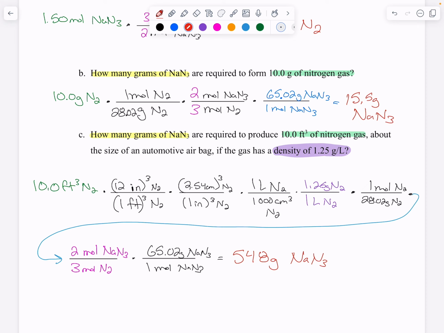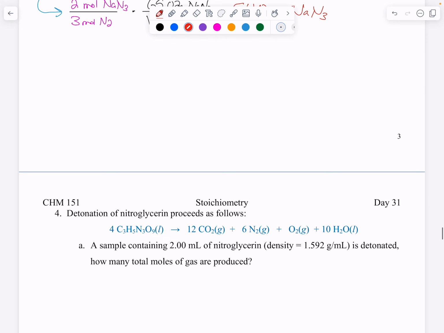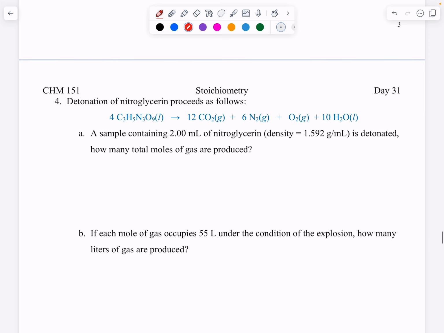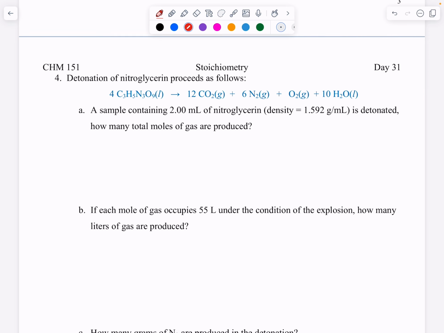All right. One more problem. And then we're done. So hopefully, again, this one's balanced already for you. Try it. Please try it and then come back and make sure it's right. So we have nitroglycerin decomposing. We got 2 milliliters, it looks like. All right, 2 milliliters of nitroglycerin gives you a density. And to detonate it, how many total moles of gas are produced?